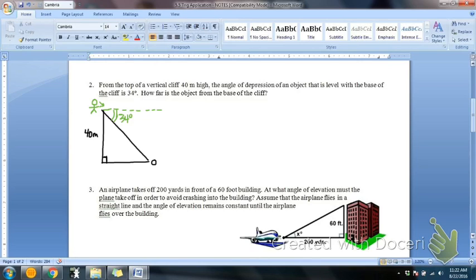Except for, if you remember this, we have parallel lines here, right? If I am parallel to the horizon, what do you know about this angle here and this angle down here? What are those angles? Alternate interior. And what do you know about alternate interior? They're the same. So this angle down here is 34 degrees also. And this question says, how far is the object from the base of the cliff? So the base of the cliff is over here. And I want to know how far this is down here. So this is going to be my x value.